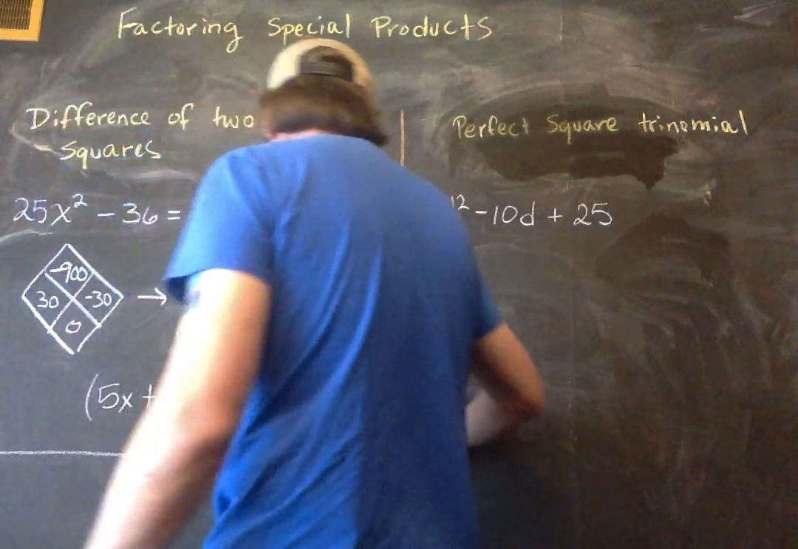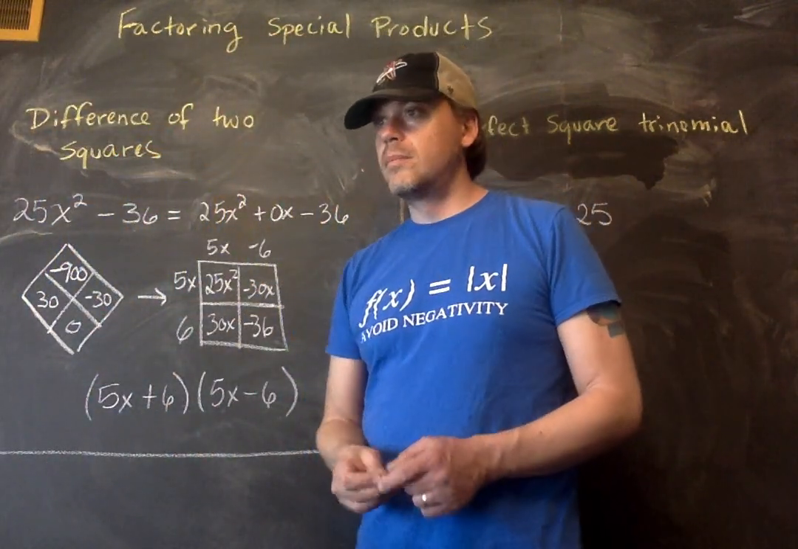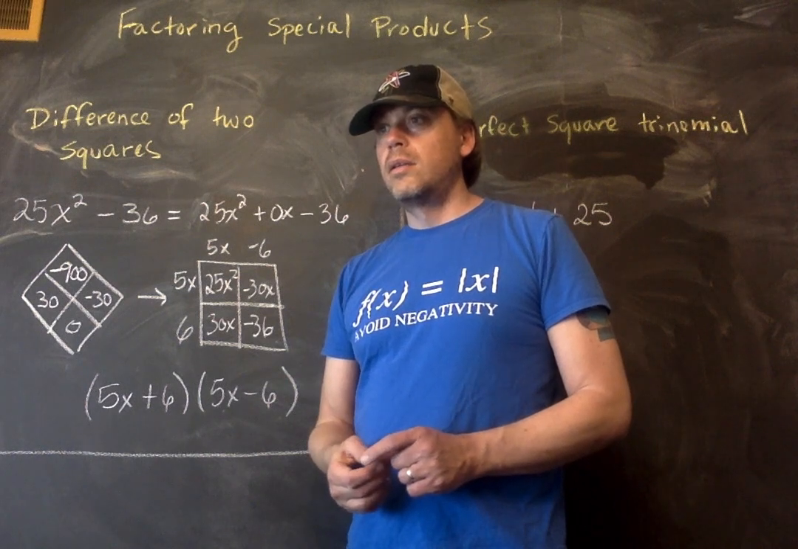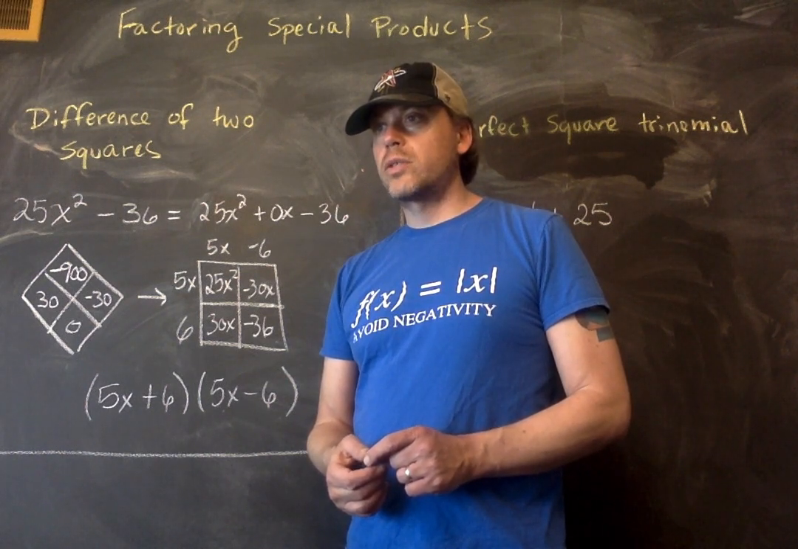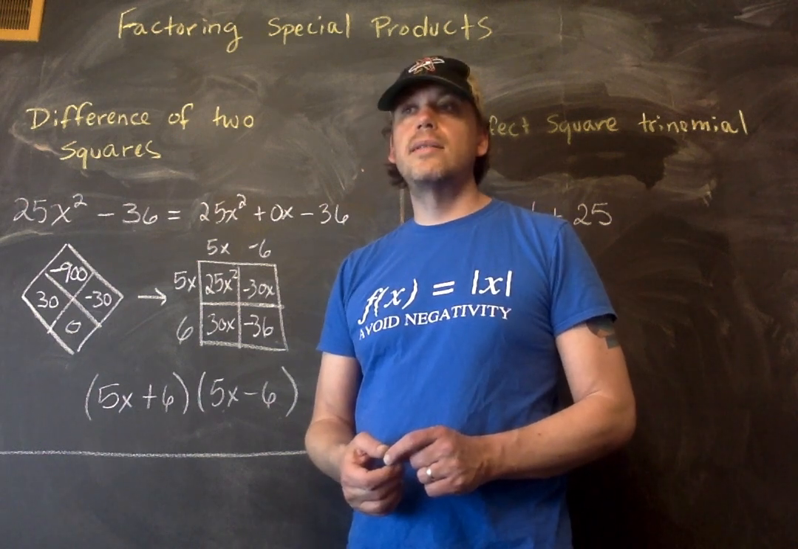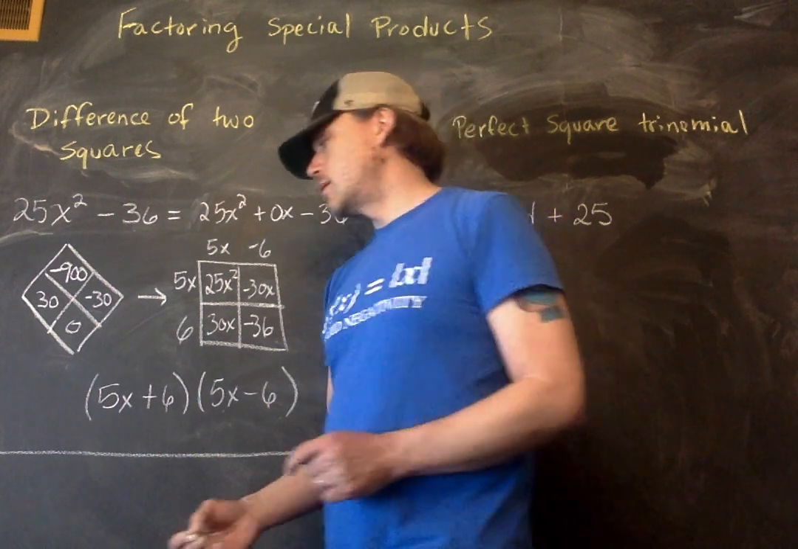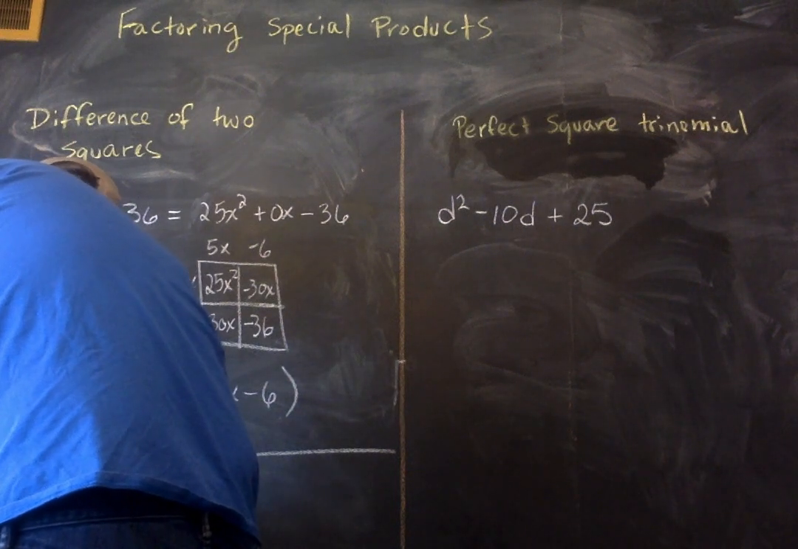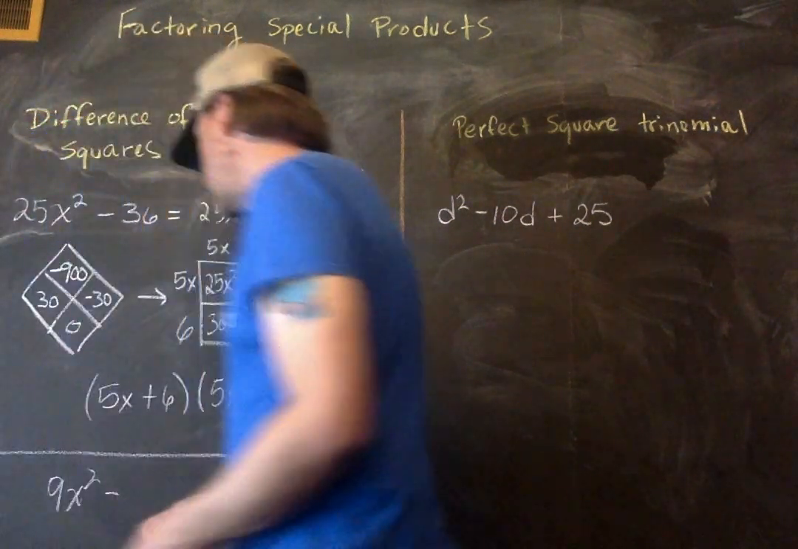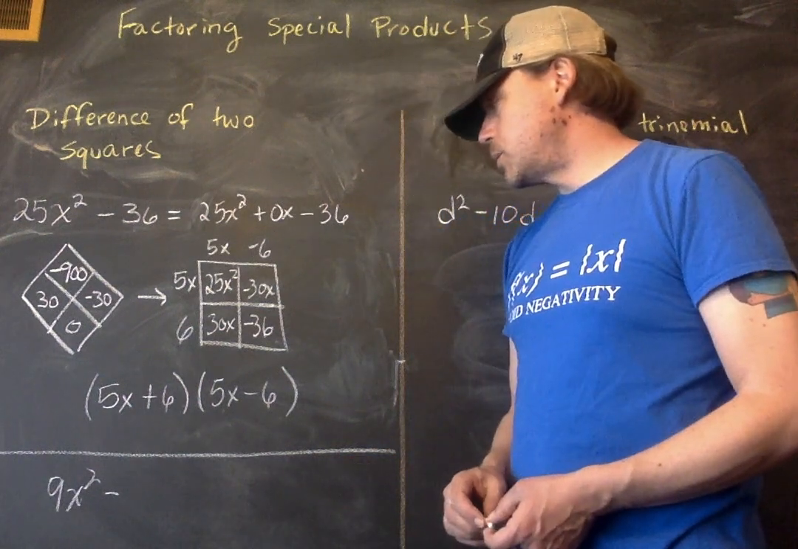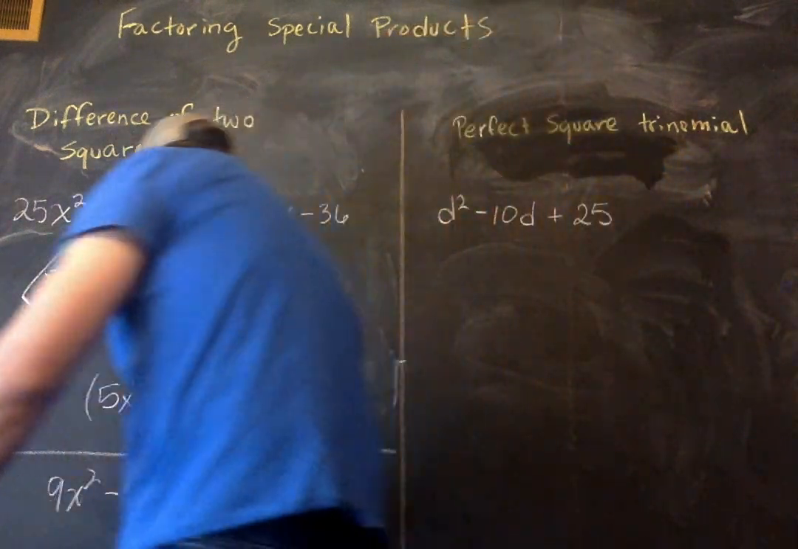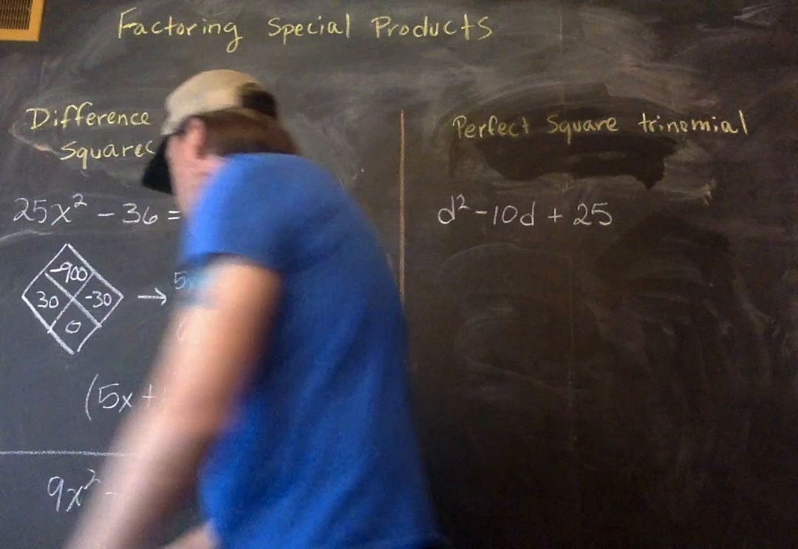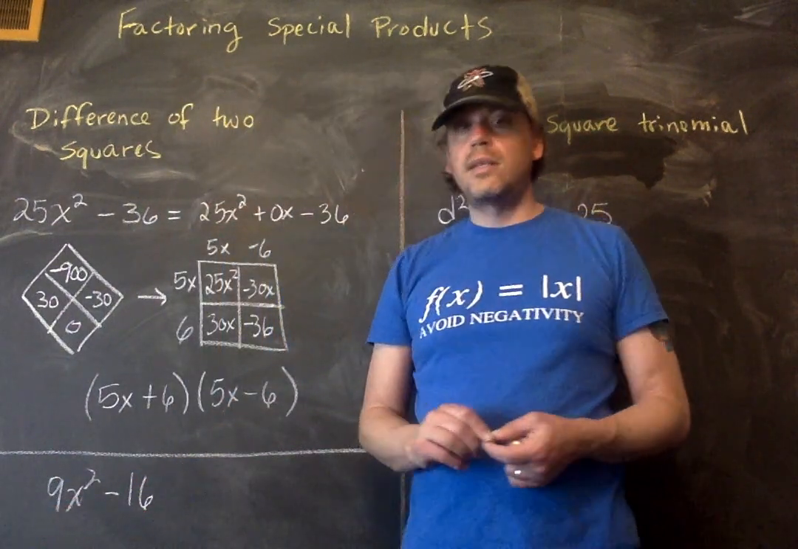What if I had, I don't know, 9x squared minus 16? Those are two perfect squares, 9 and 16.